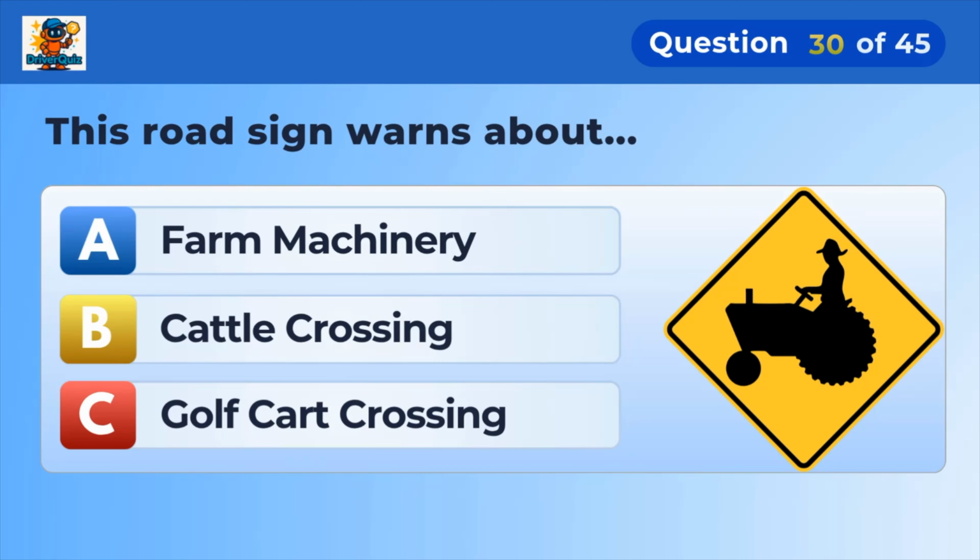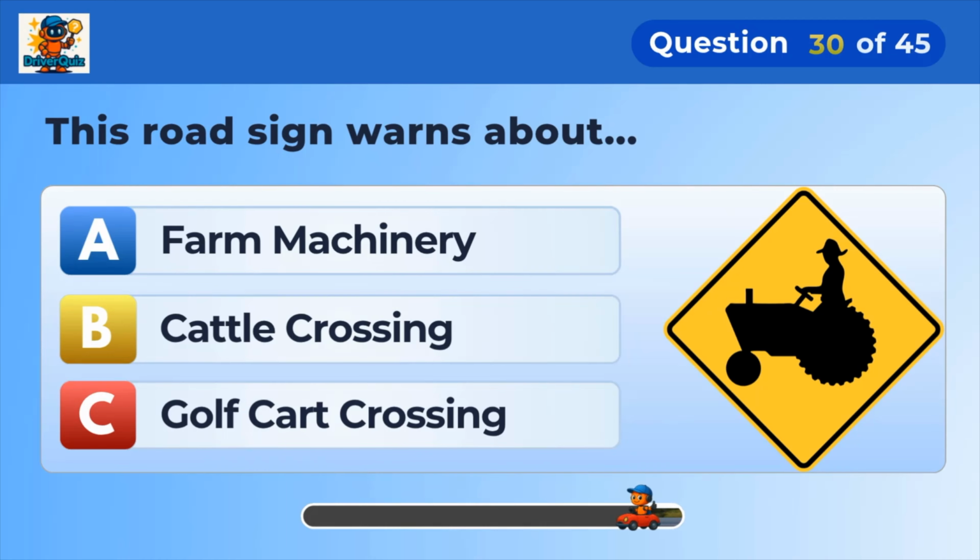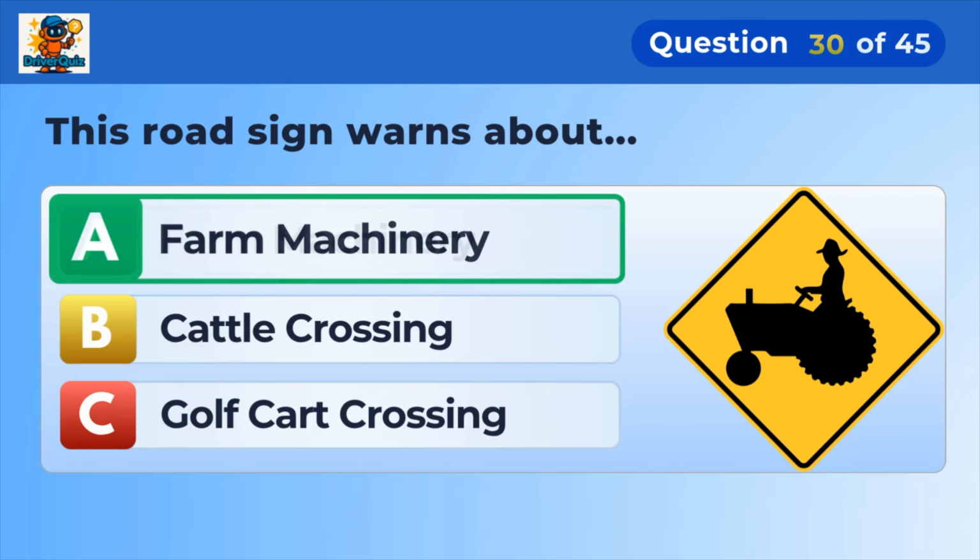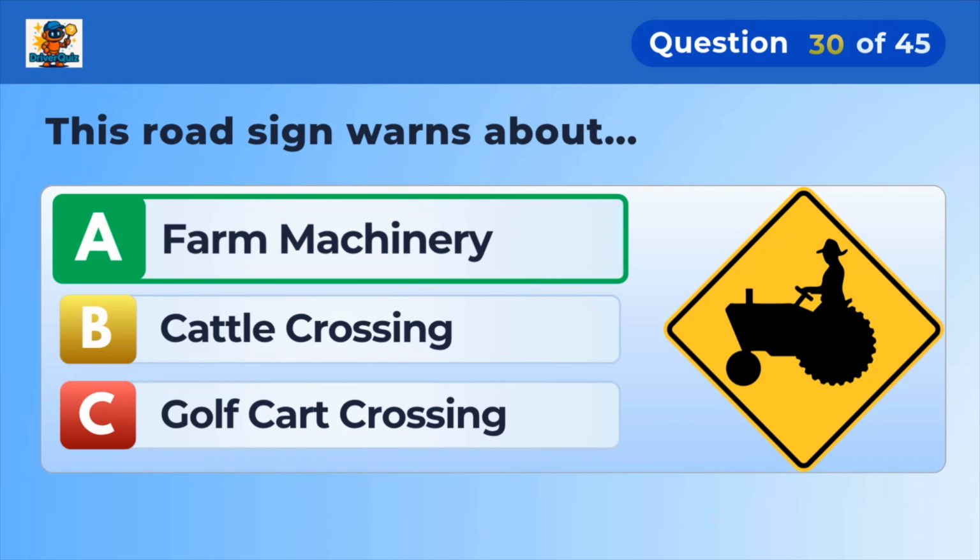Question 30. This road sign warns about A. Farm machinery. B. Cattle crossing. C. Golf cart crossing. You got it. It's the farm machinery sign.